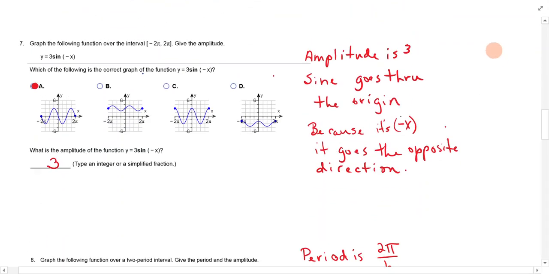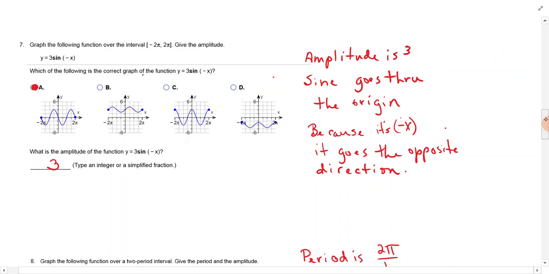Number 7, y equals 3 sine -x. The amplitude is 3. Sine goes through the origin, but because it's -x, it's going to go the opposite direction. Remember how I've been saying it goes up? Well, this one is going to come down through the origin, and so that is our graph.